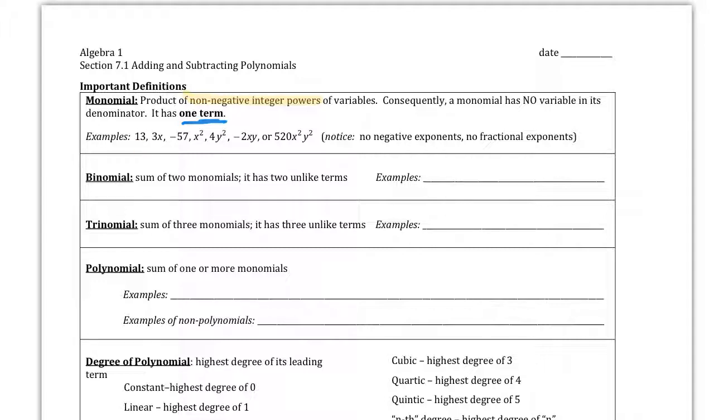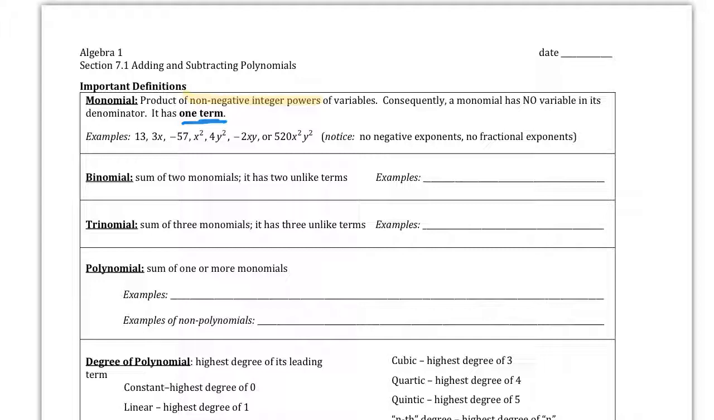Okay, so you see a bunch of examples here. 13 is a monomial. 3x, negative 57, x squared, 4y squared, all of these, negative 2xy, 520x squared y squared. As long as it's a single term, so there's no addition or subtraction, then it's a monomial.